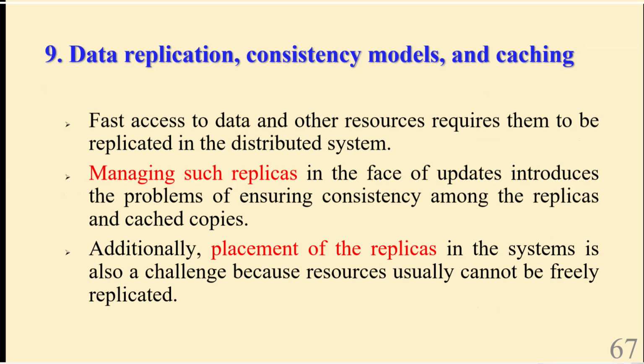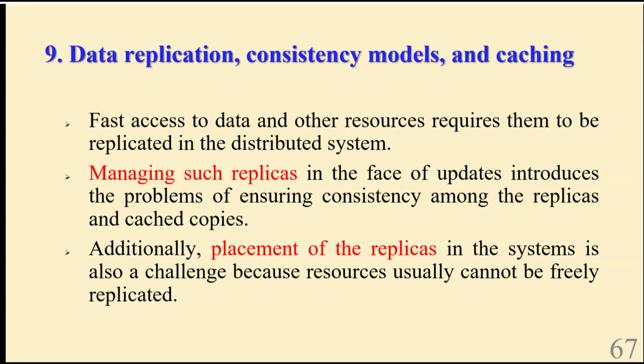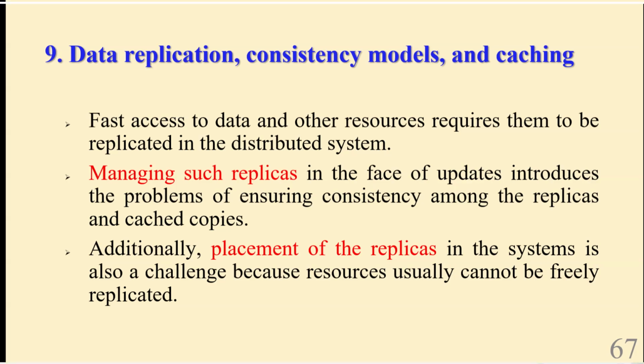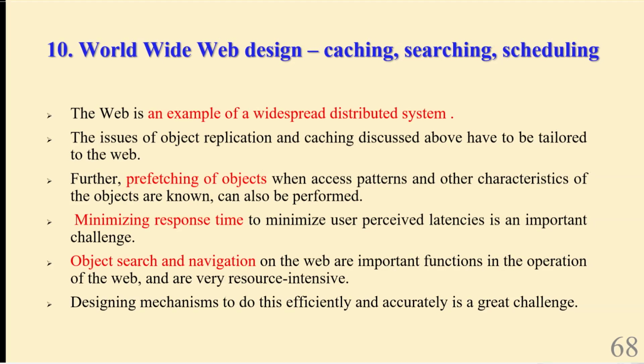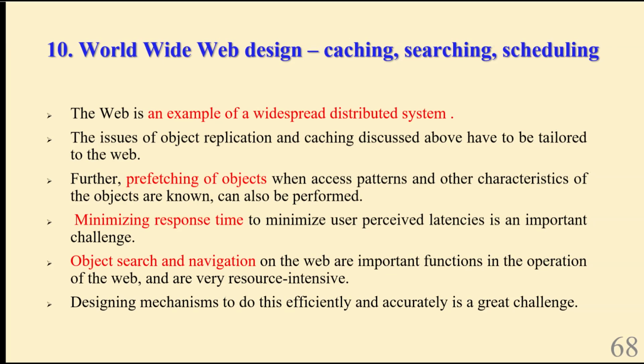Then we have data replication, consistency models, and caching. Caching is to improve speed. Replication improves reliability. Consistency ensures all copies remain identical. Then we have World Wide Web design, WWW: caching, searching, scheduling. In this World Wide Web design, challenges include caching, searching, scheduling. Google search is one of the good examples of WWW design.